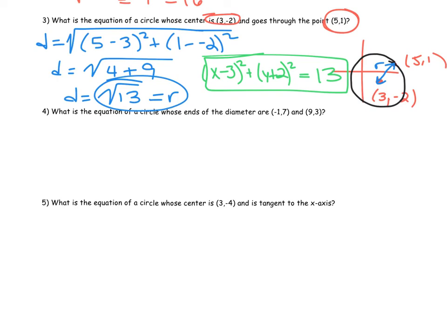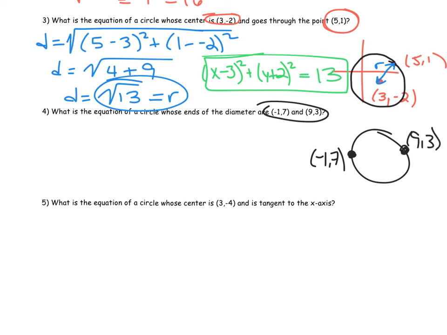So for question 4, what's the equation of the circle? Now we have the diameter whose endpoints are given. So I'll make a sketch again. And let's see. So we've got negative 1, 7, and then 9, 3. Okay, so maybe that's what I'm looking at. Just a sketch. So that's the diameter. If that's the diameter, I need a few things. I need the center, and I need the radius.